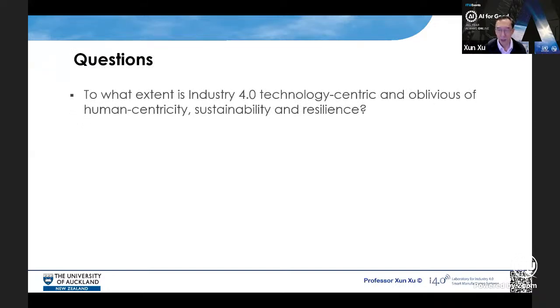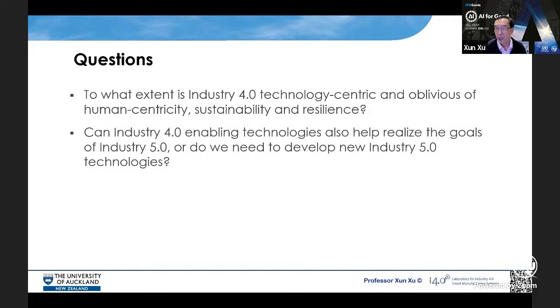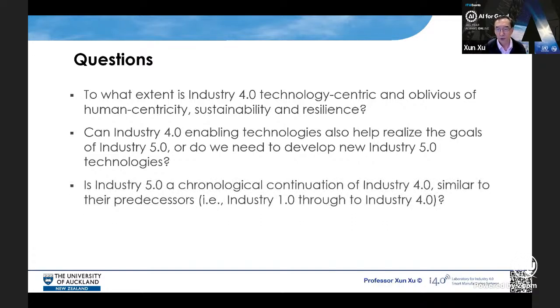Question 1: to what extent is Industry 4 technology-centric and oblivious of human centricity, sustainability and resilience? That means ignoring all of this. Is it true, or to what extent is it true? Second question: can Industry 4 technologies help realize the goals of Industry 5? And do we still have new technologies to be developed for Industry 5? Question number 3: is Industry 5.0 a chronological continuation of Industry 4, similar to other predecessors, Industry 1 to Industry 4? So this is perhaps an easy question to answer.